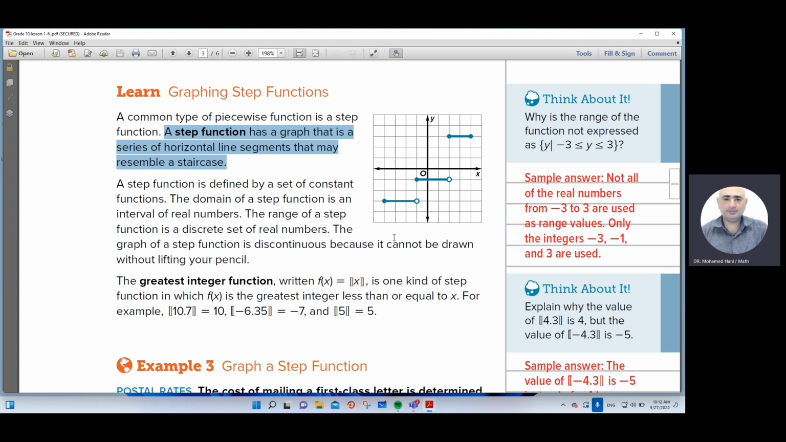A step function is defined by a set of constant functions. The domain of a step function is an interval or set of real numbers. The range of a step function is a discrete set of real numbers. The graph of a step function is discontinuous because it cannot be drawn without lifting your pencil. Just write the definition here and graph this example, please.